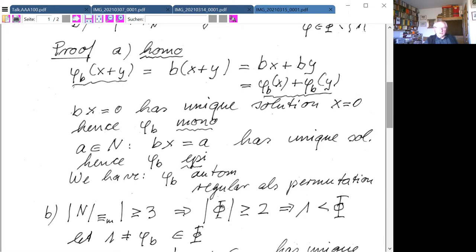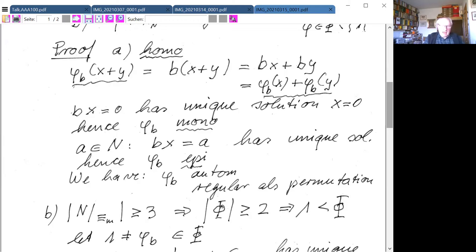Yeah, well, this is simply the definition. So this phi b must be a homomorphism. Capital Phi is supposed to be a group, and we prove that it is a group, and this is a picture under this mapping Phi. So this is the homomorphism condition.